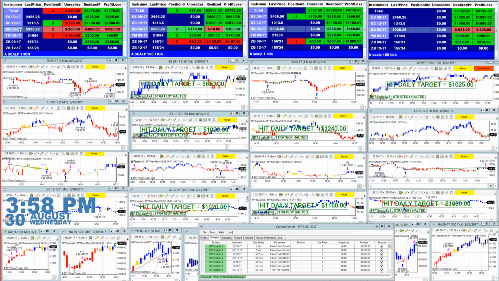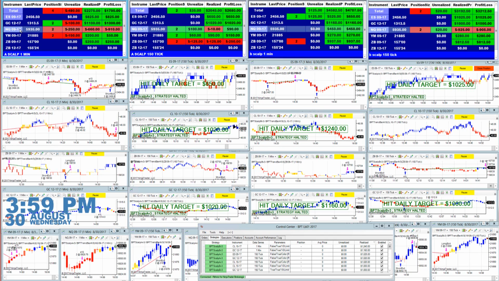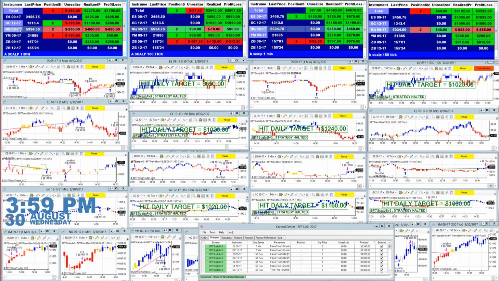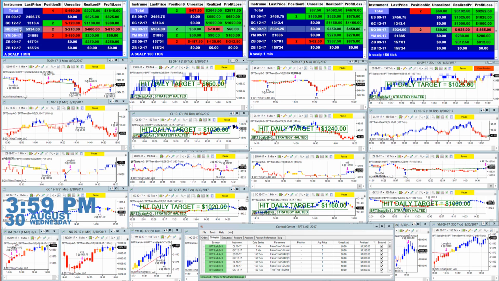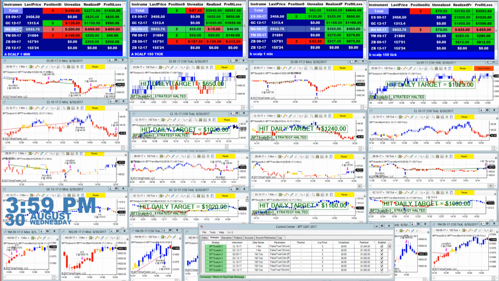The NASDAQ on an A scalper 1 minute didn't make it, the NASDAQ on the 150 ticks did not make it, a little bit on the B scalper 1 minute, and then took a nose down also on the B scalper 150 ticks. So for the guys who are new traders, you say, what's wrong with the auto trade?